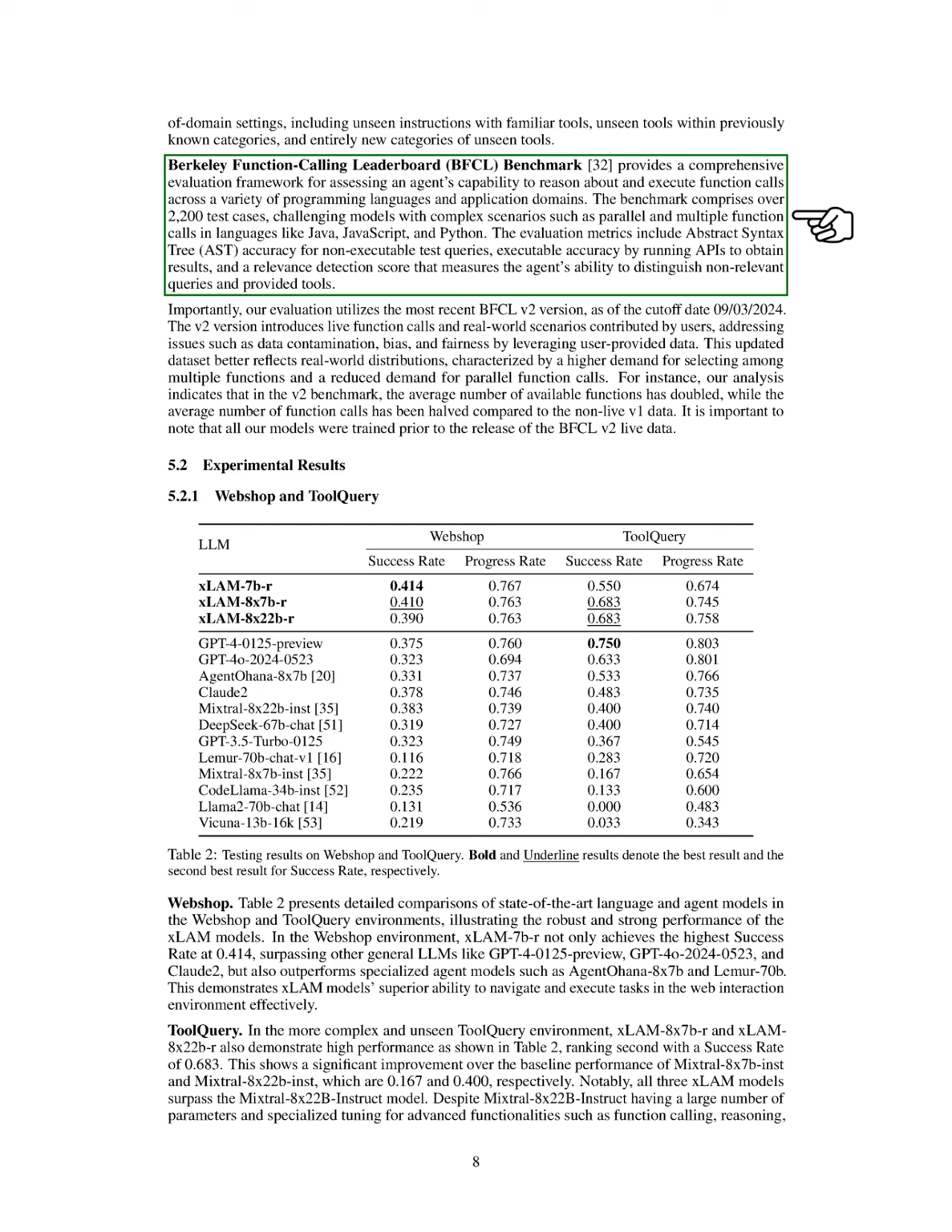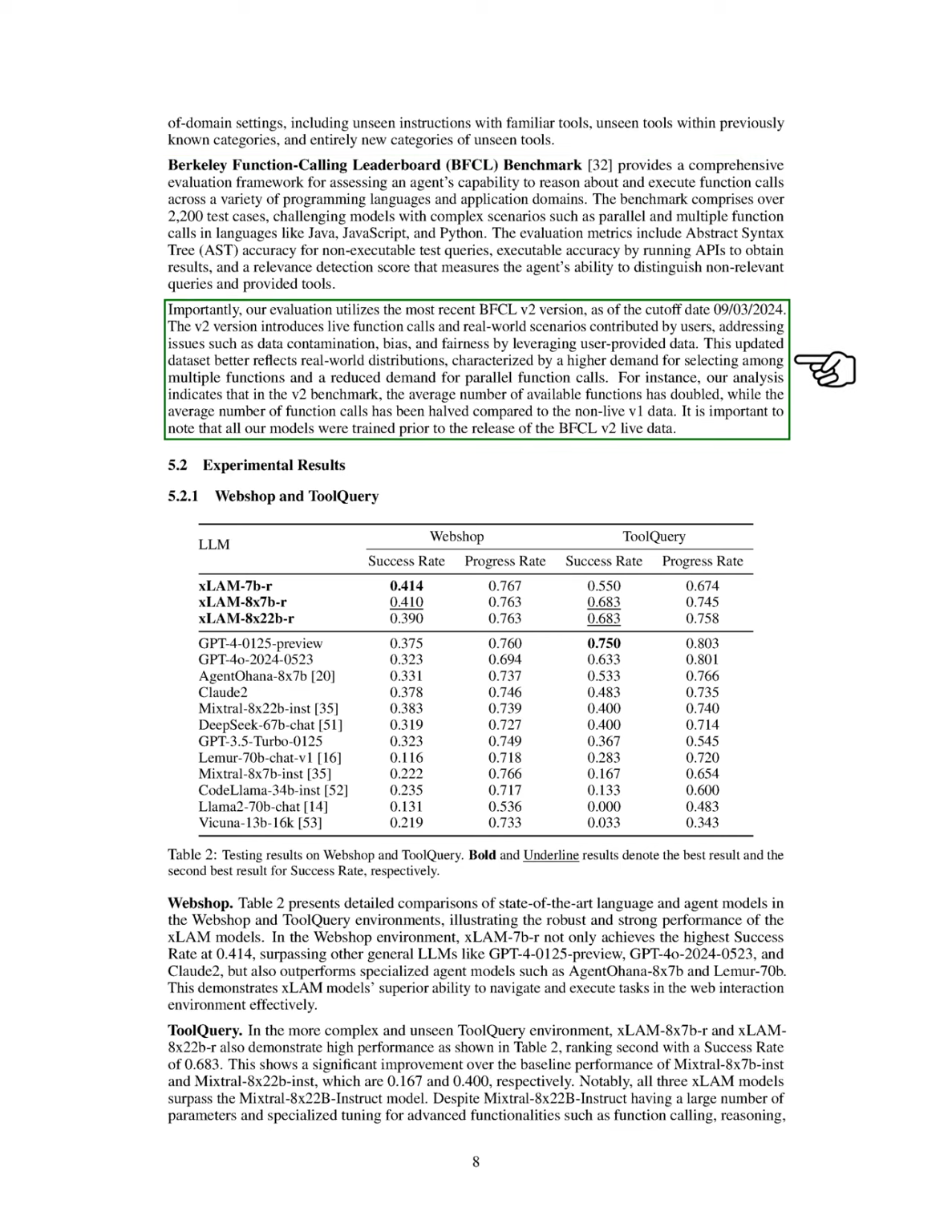The Berkeley Function Calling Leaderboard Benchmark provides a comprehensive framework for assessing an agent's ability to reason about and execute function calls in various programming languages. This benchmark includes over 2,200 test cases, challenging models with complex scenarios like parallel function calls in languages such as Java, JavaScript, and Python. We measure performance using metrics like abstract syntax tree accuracy for non-executable queries and executable accuracy by running APIs.